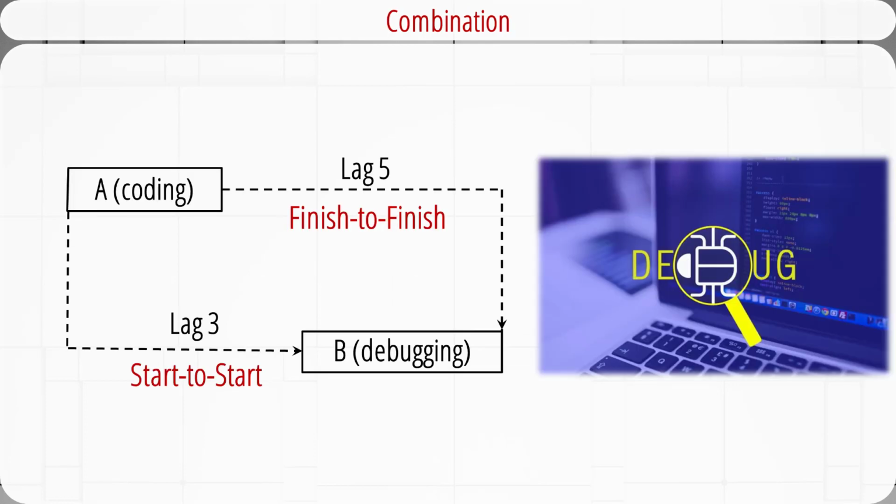Lags can also be used to represent a combination of relationships. This example shows a start-to-start and finish-to-finish combination tied to two activities. Debugging cannot begin until 3 weeks after coding has started. Coding must be finished 5 weeks before debugging can be finished.